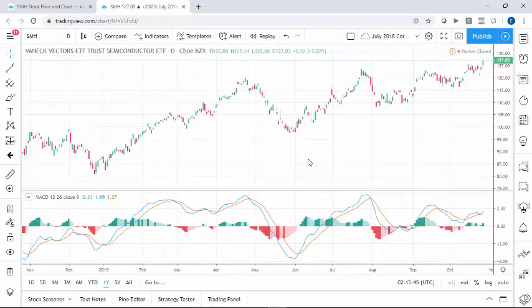Now here's a look at the MACD. Normally before looking at the MACD, I look at the Fibonacci retracement. The reason I'm not doing that tonight is because there really hasn't been a pullback.